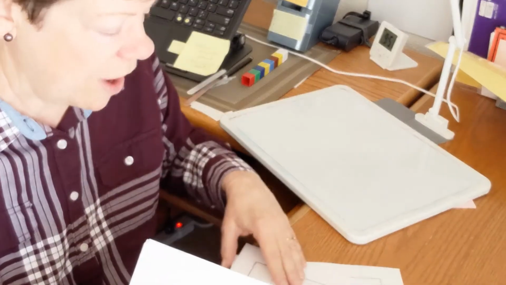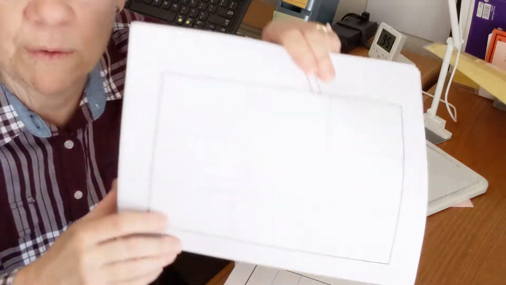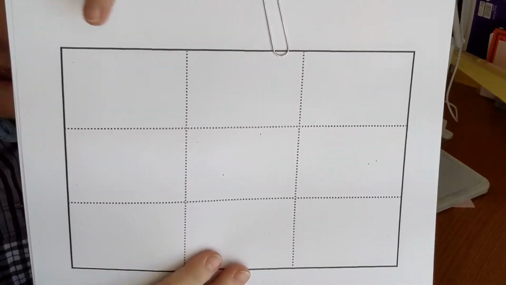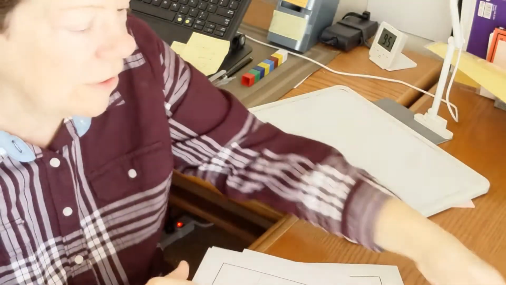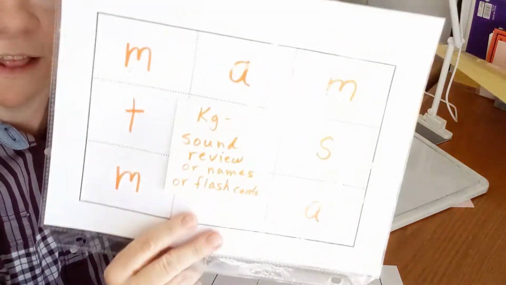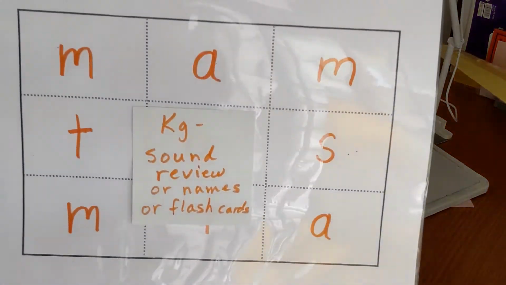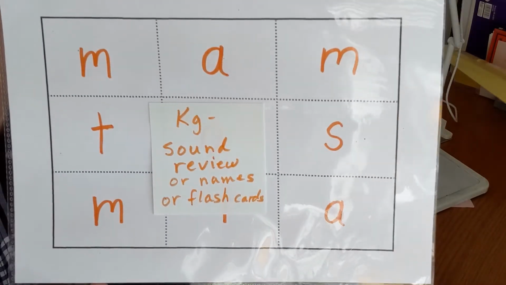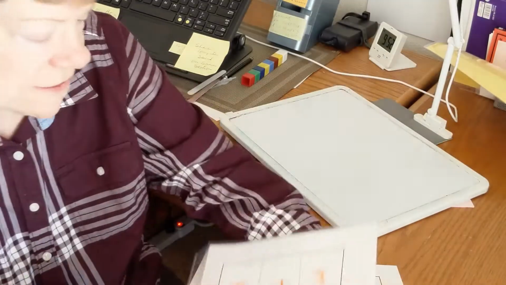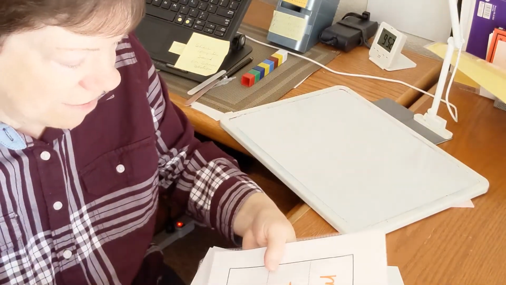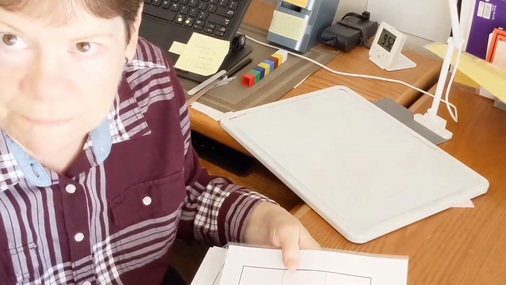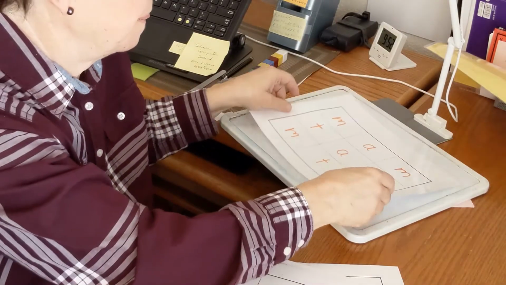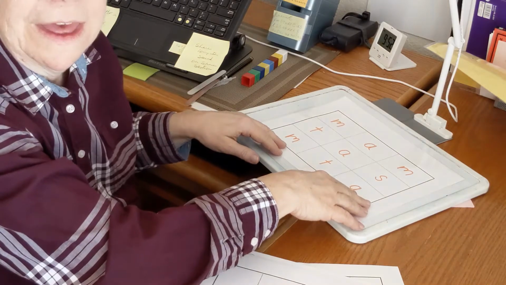Okay, so I use this grid quite a bit. I just made it, and then I fill them in with whatever we're using. Like for example, on here, I have a sound review. So let's say we've done the letters M, A, S, T, and we're going to just review them. So I would, again, put this on the dot cam over here, okay?